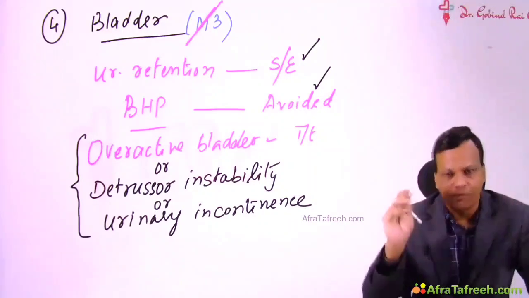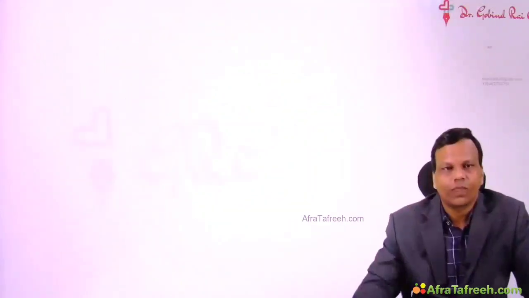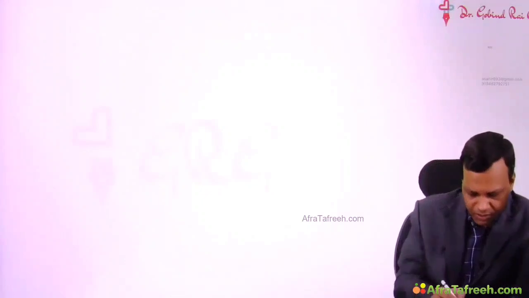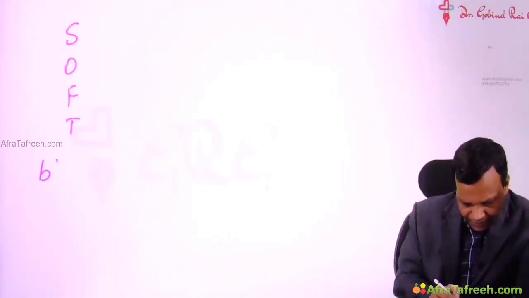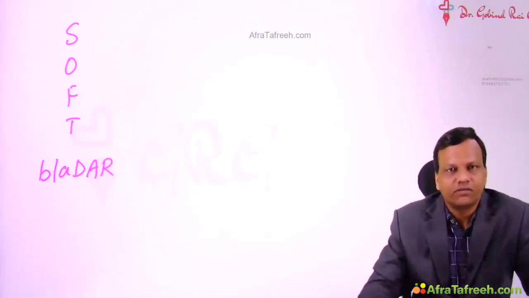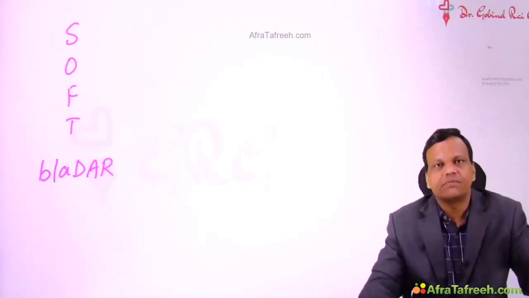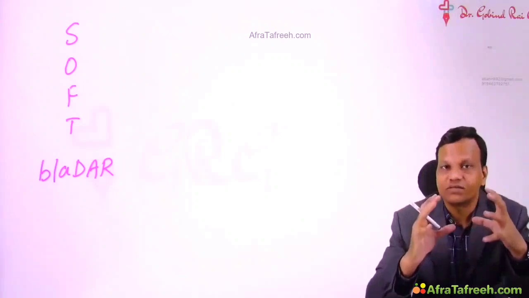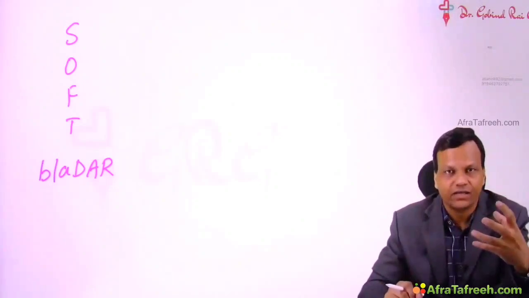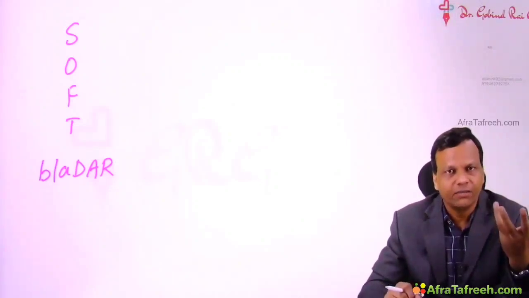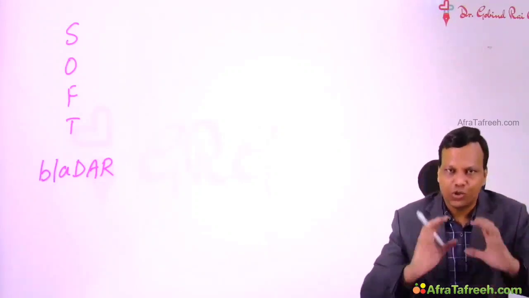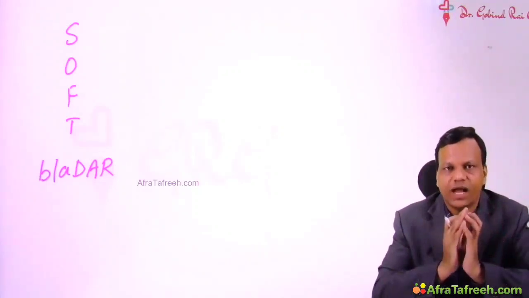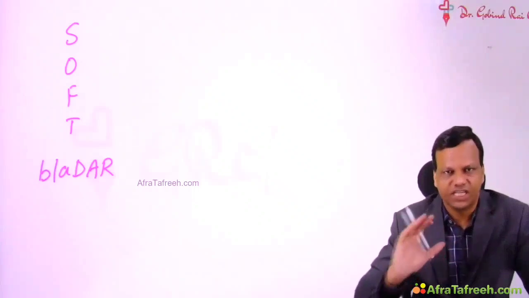Clear? Now coming to drugs. And the drugs you can remember as soft bladder. So as the name tells, it will make the bladder soft, means it will not be able to contract. So when the bladder is not contracting, we can treat overactive bladder. But these drugs can cause urinary retention in a normal person, and they are contraindicated in patients with BHP.